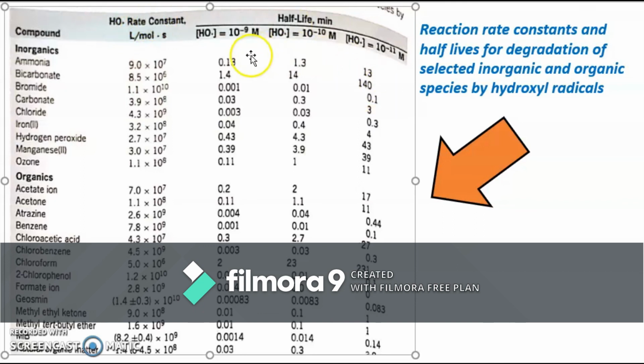So you see that how half-life is different for some of them, like benzene or atrazine. The kinetic of reaction is pretty fast, so the half-life is very short. So for most of these, the half-life is in the range of minutes, even less than 2 minutes when we have higher concentration of hydroxyl radicals. So the process is very fast and could be very effective.